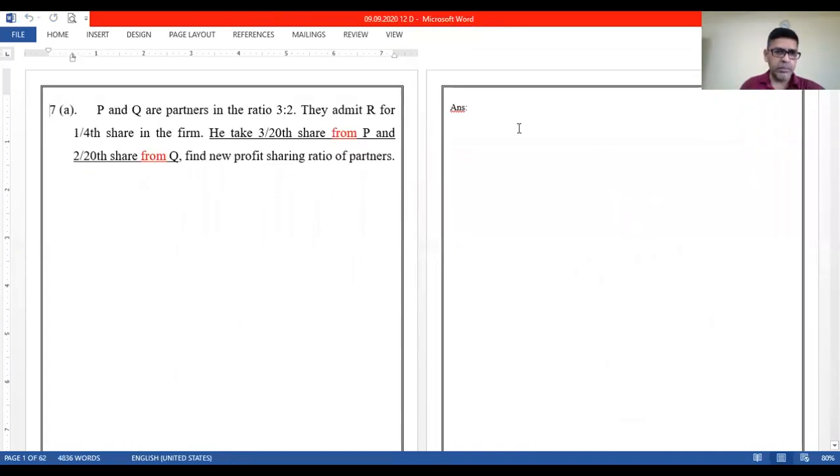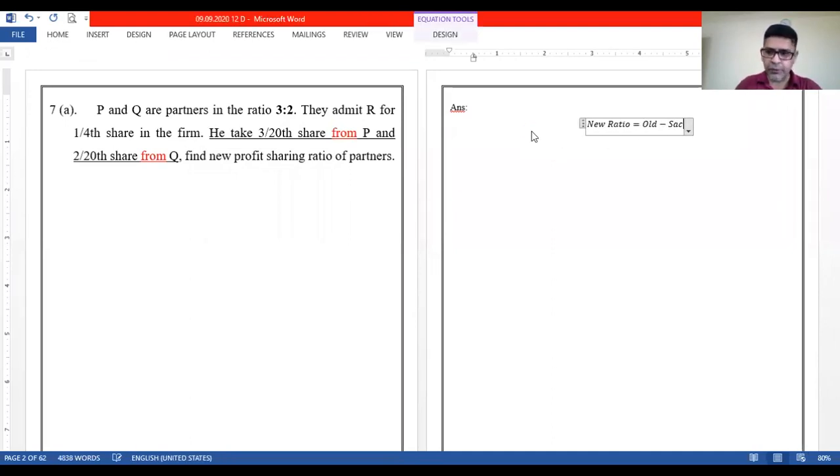Okay, P and Q are partners in the ratio of 3 ratio 2, right? This is the old ratio given to us. Now they admit R for 1/4 share in the profits. He takes 3 by 20th share from P and 2 by 20th share from Q. Find the new ratio. Okay, that means the sacrifice is directly given to us. Because the sacrifice is directly given to us, let us calculate the new ratio. The formula for new ratio is old minus sacrifice.